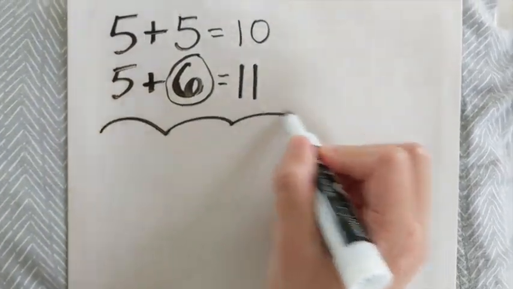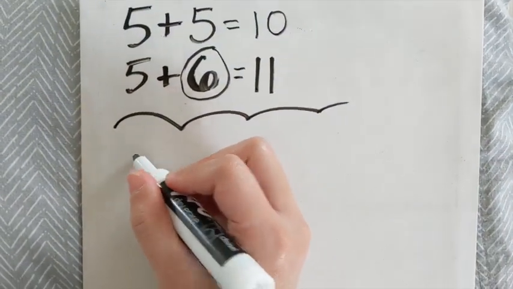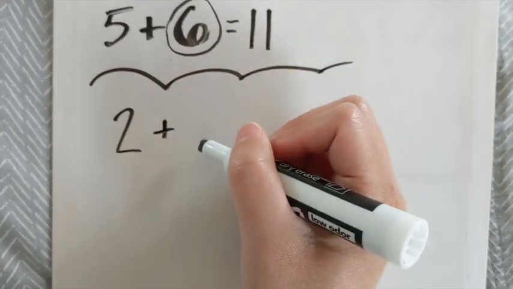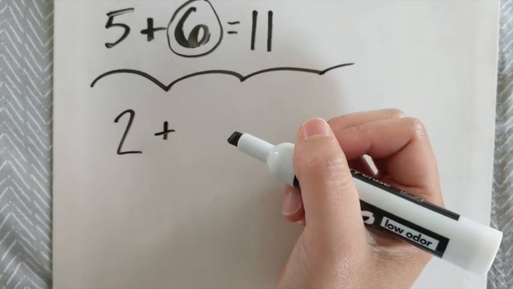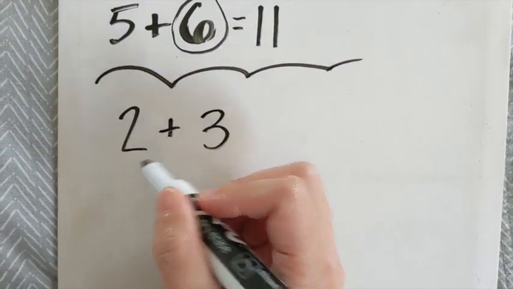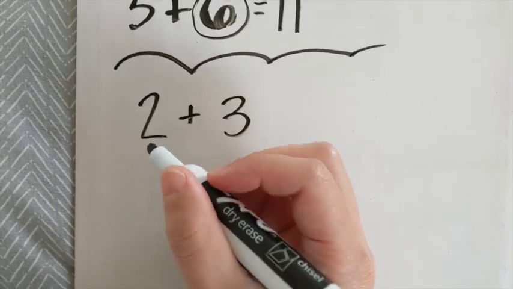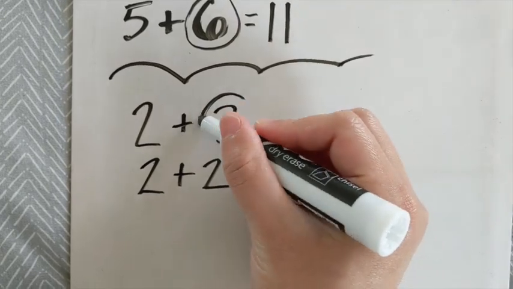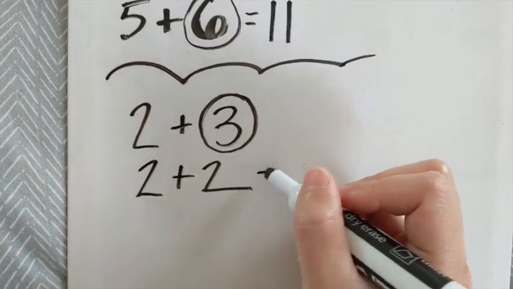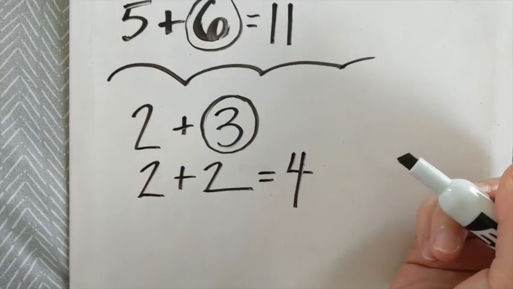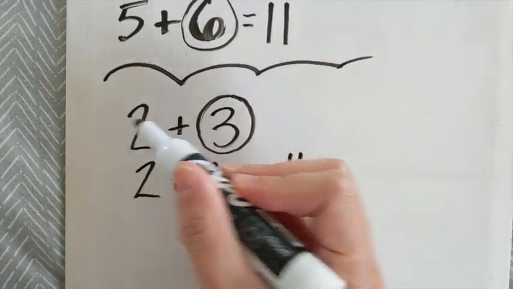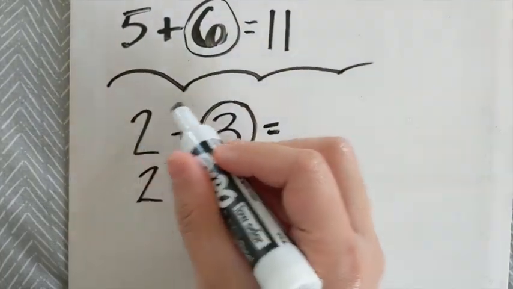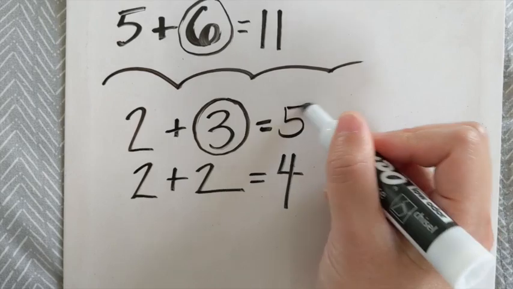Let's try another one. How about 2? And should we do a 1 or a 3? Let's try 3. All right, so which double does this look like? It looks like a 2 plus 2, just one more here. So what is 2 plus 2? That's correct. And since this one has one more, instead of 4, it would be 5.